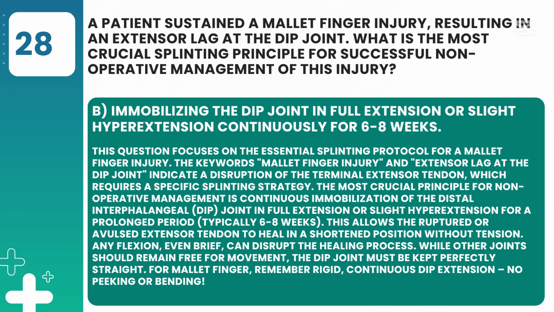This allows the ruptured or avulsed extensor tendon to heal in a shortened position without tension. Any flexion, even brief, can disrupt the healing process. While other joints should remain free for movement, the DIP joint must be kept perfectly straight. For mallet finger, remember rigid, continuous DIP extension, no peeking or bending.